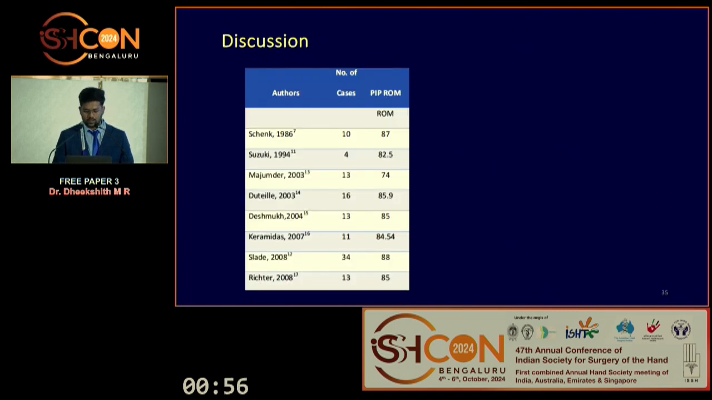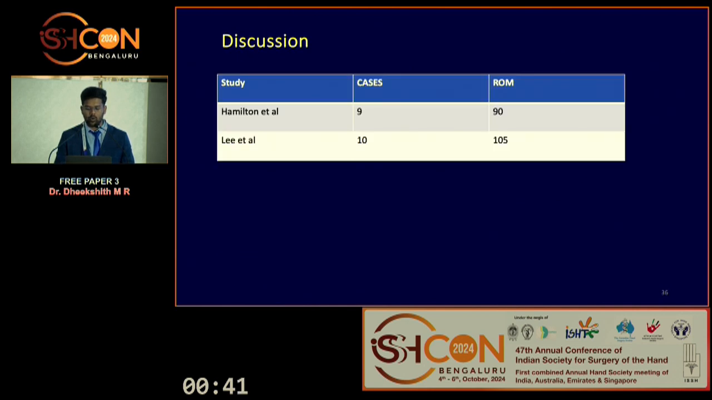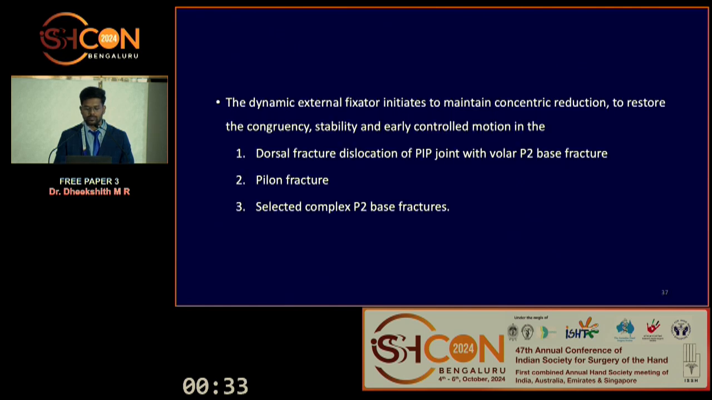In the Suzuki frame, our results were comparable with the other studies. Our study showed a mean PIP joint arc up to 86 degrees in Suzuki frame, and in ORIF, our results were again comparable with the other studies.